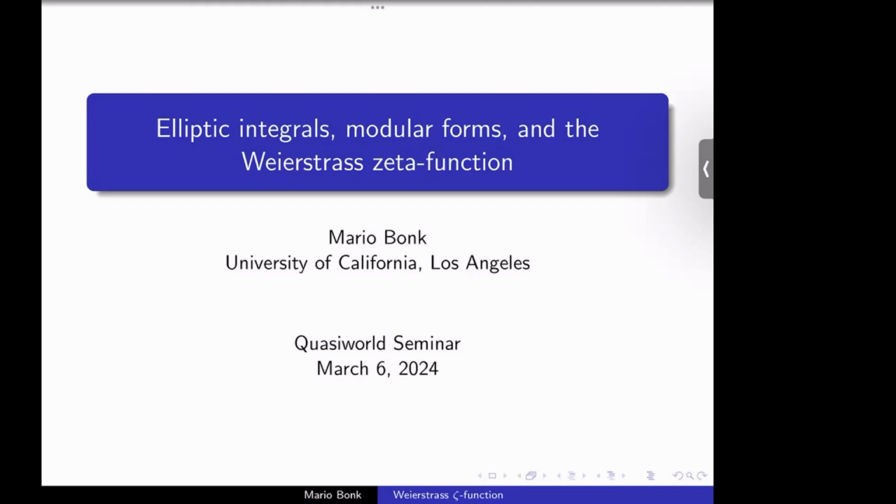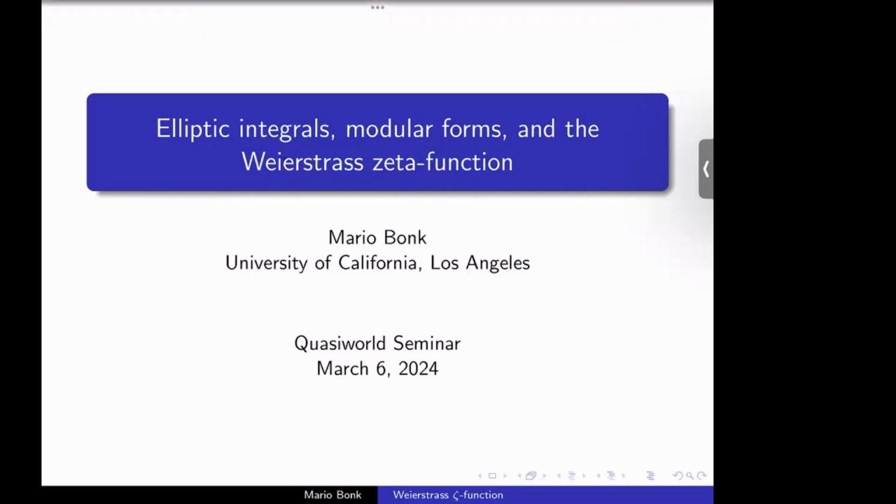So my topic is elliptic integrals, modular forms, and the Weierstrass zeta function. I've given this talk before, essentially as a colloquium talk at the University of Washington, but I think there is very little overlap between these audiences, so I thought it's a good idea to give this talk again. I should make a disclaimer: this talk should have been given more than 100 years ago. So what I will talk about today is really nothing new. It's all known, but I think it's fair to say that what I will talk about is not well known.